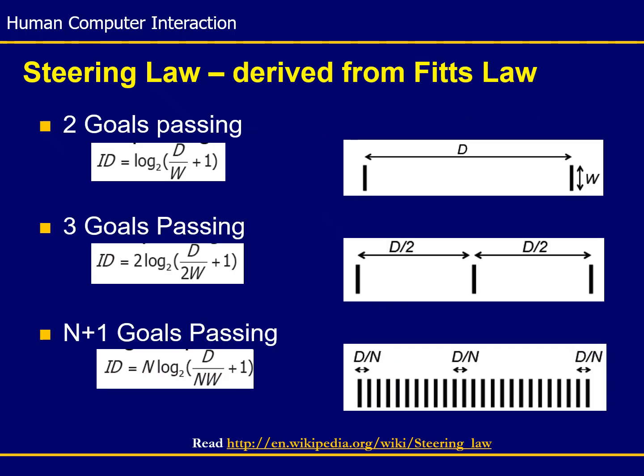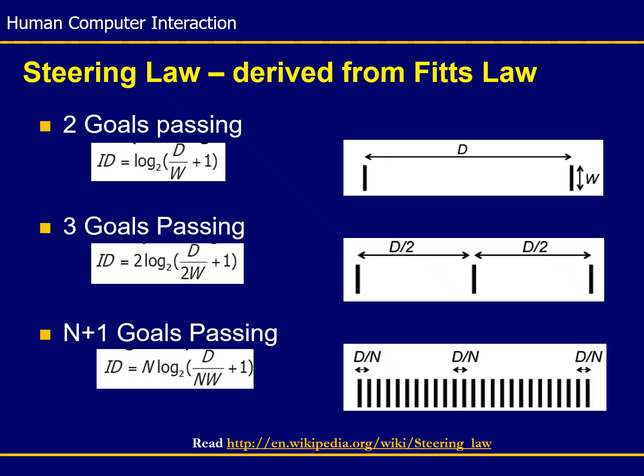So steering law is derived from Fitts law. When you look at it, you see the formulation on the left. You shouldn't be surprised that we are saying log d divided by w plus 1, which means it's the index of difficulty. In fact, what steering law is, it's the index of difficulty multiplied by the number of tunnels that you're going to go through. And the number of tunnels is related to the number of goals, because one tunnel will have a goal at the beginning and a goal at the end, and consequently it's always the case that the number of goals is the number of tunnels plus 1.